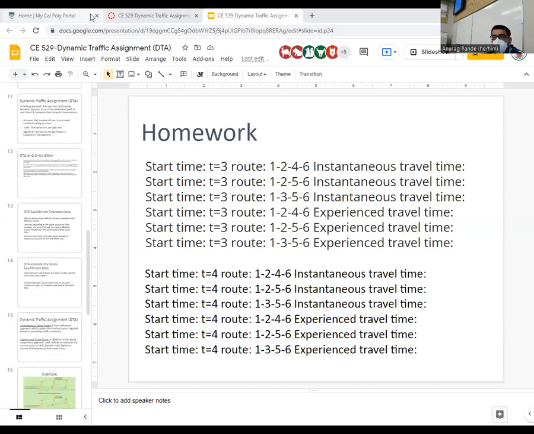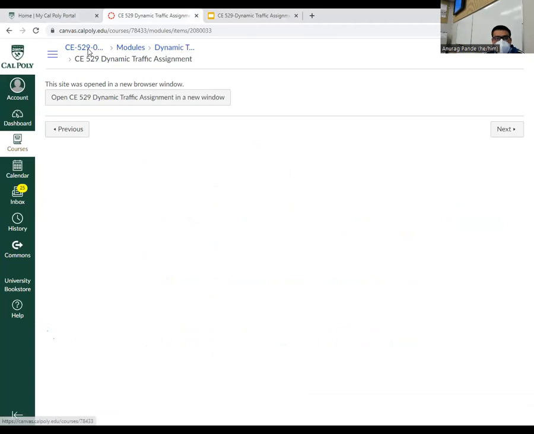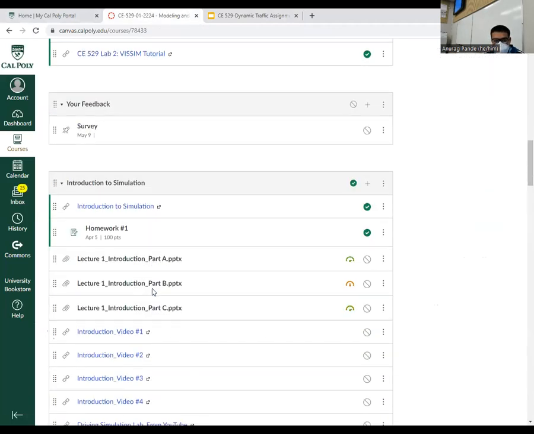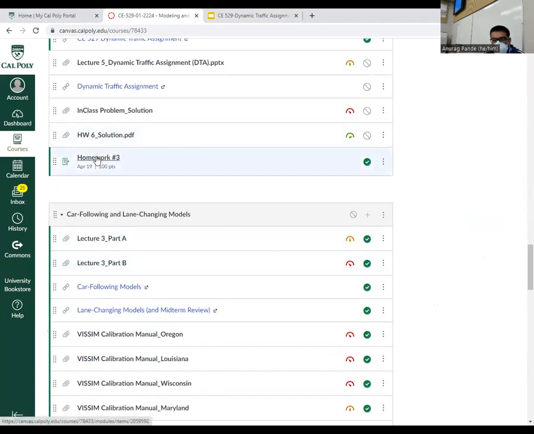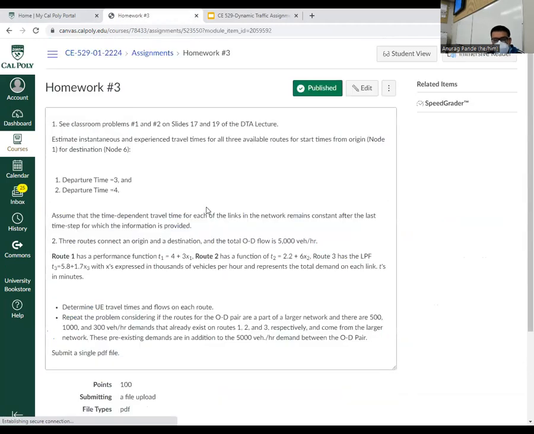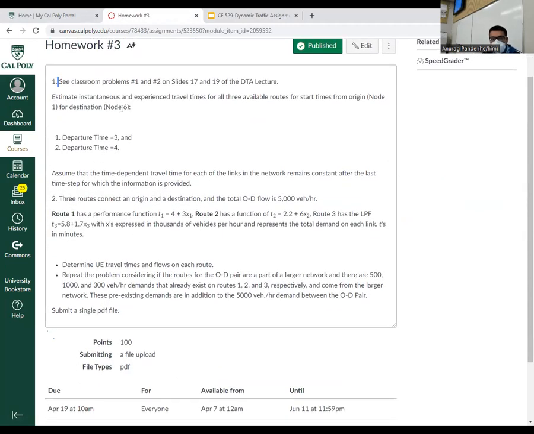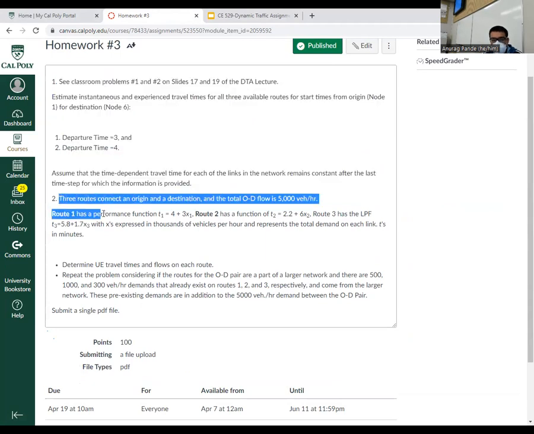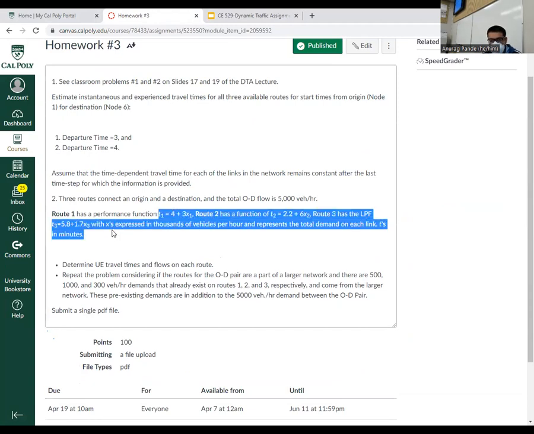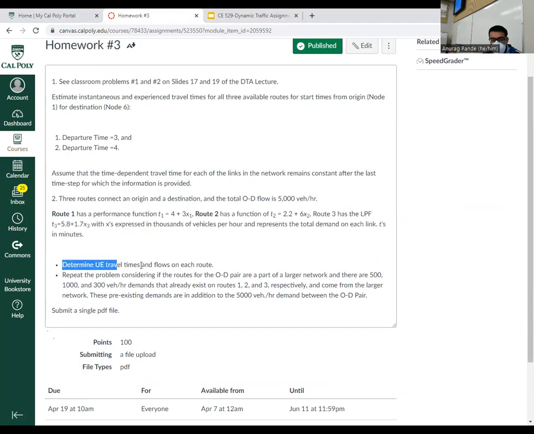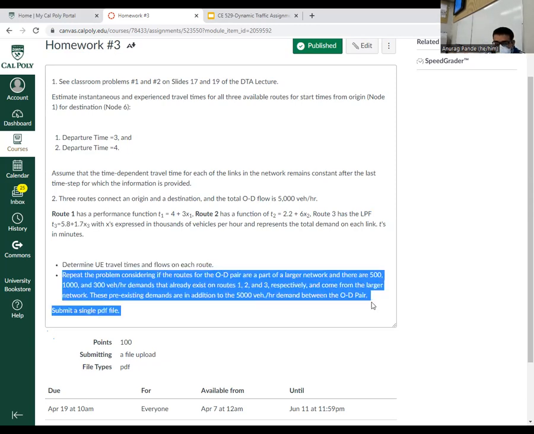And then the next thing I want to talk about, real quick, is that there's one more problem in your homework. If you go back to your 529 class, I've made the homework available. If you look at homework 3, that's due on the 19th. So this is that one problem here. And then the other one is basically a simple route problem, essentially the same one that we discussed in class. Now you have 3 routes. You are supposed to determine the user equilibrium flow on each route. This is essentially the same problem that you solved for homework 1.